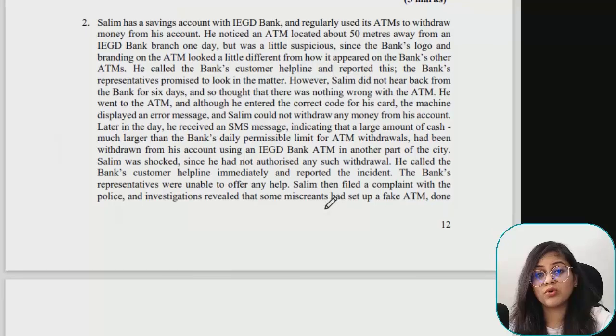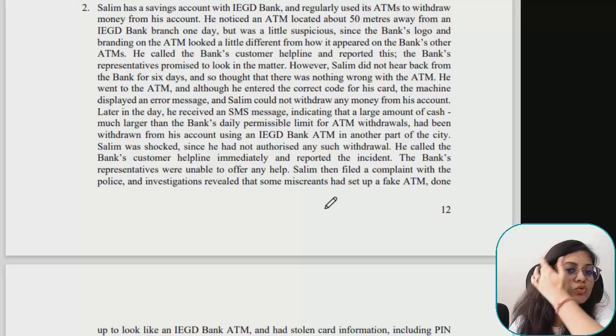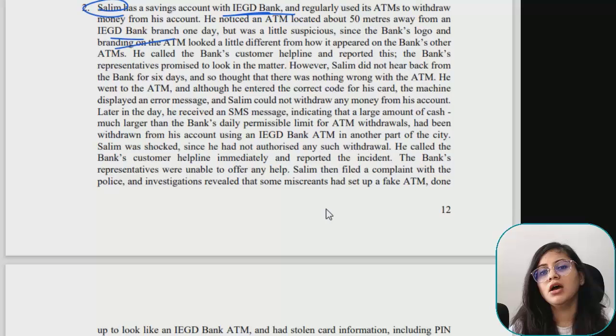And you might just fetch good marks for yourself in the examination. The second question relates to the fact that Salim has a savings account with this particular bank and he regularly used the ATM of this bank to withdraw money. Later he sees that there is another ATM located 50 meters away from the bank, and he was suspicious because the logo and branding looked different.